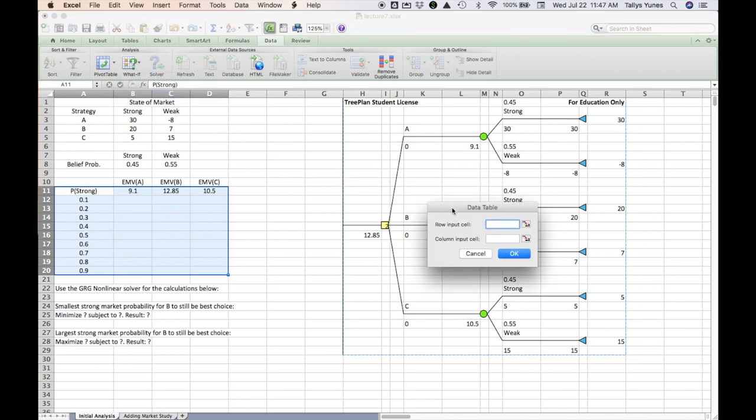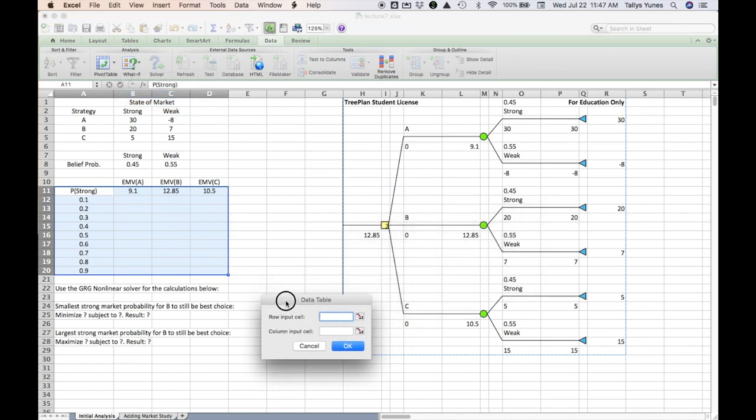Now, this is what's called a one-way data table, because I am only modifying one input value, the chance of strong. Now, it has two choices, because I could have a two-way data table in which I modify two inputs, and we're going to be doing this next, but for now, we're going to do the one-way. And now comes a question, which of these do I need to use? And here's how you choose.